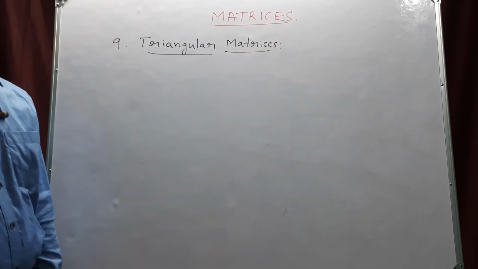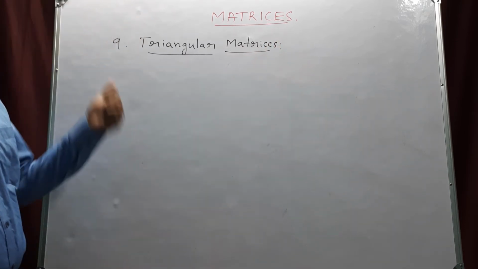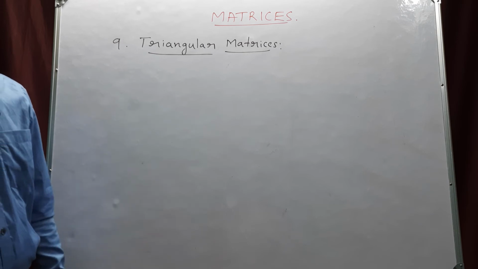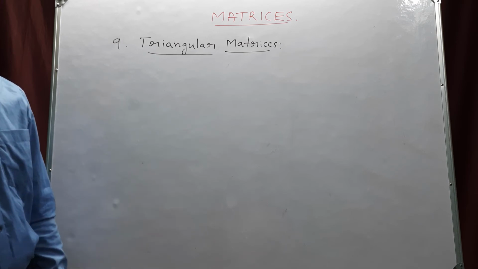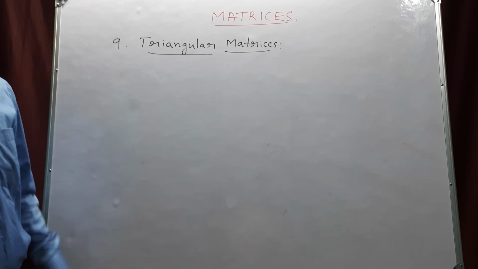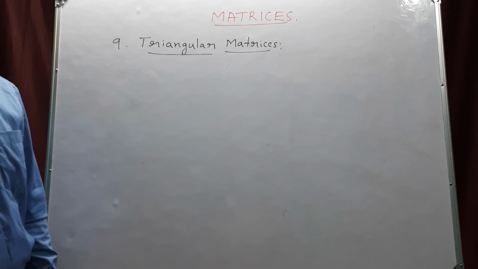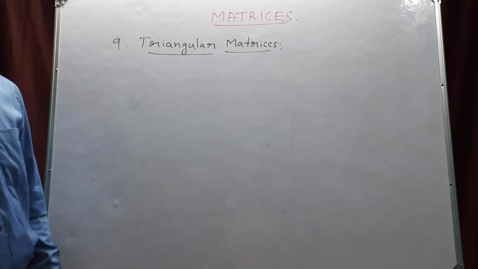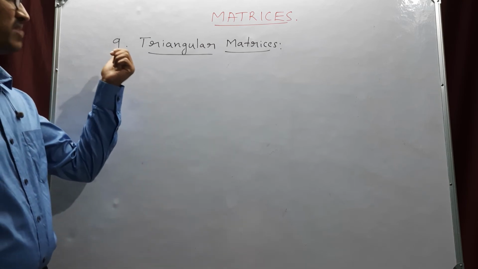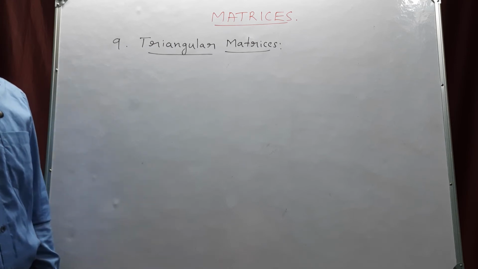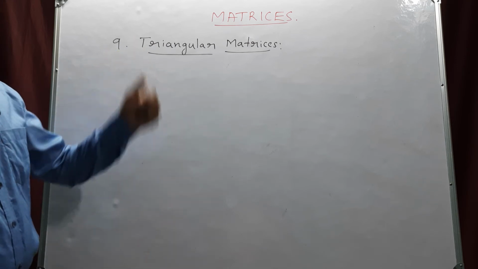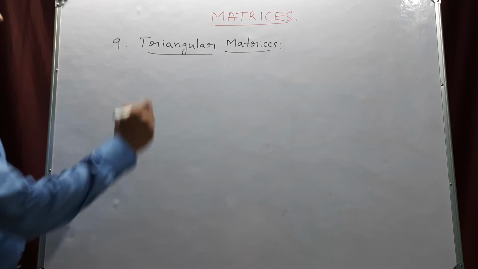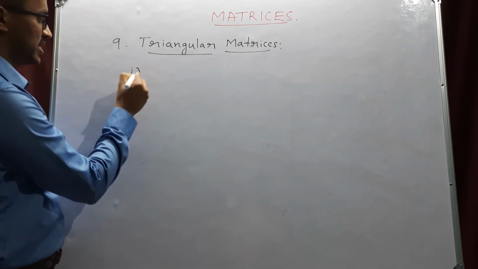So a matrix is said to be a triangular matrix if all the elements above or below the principal diagonal are 0. If all the elements either above or below the principal diagonal are 0, we call such matrices triangular matrices. There are two types. The first one is the upper triangular matrix.